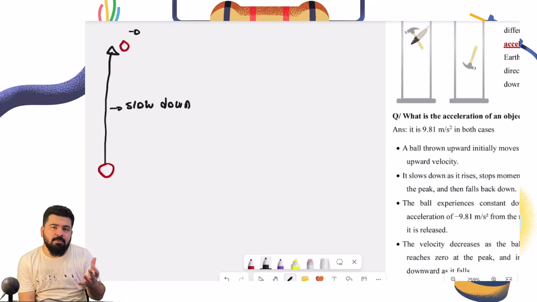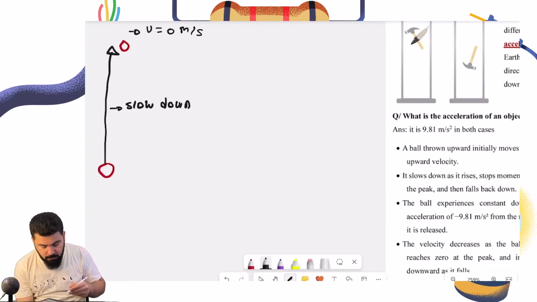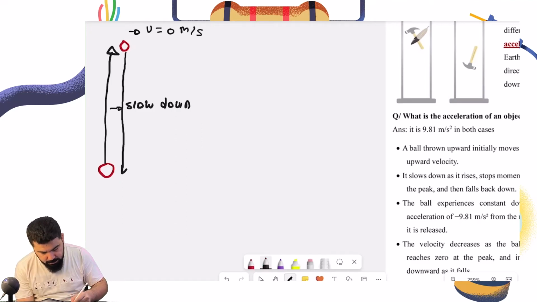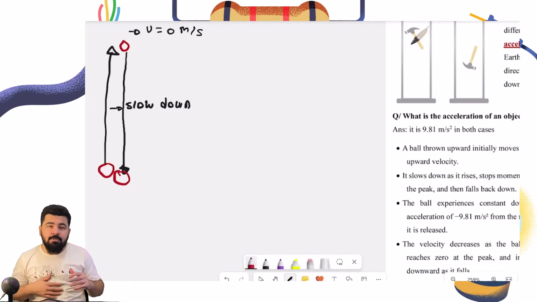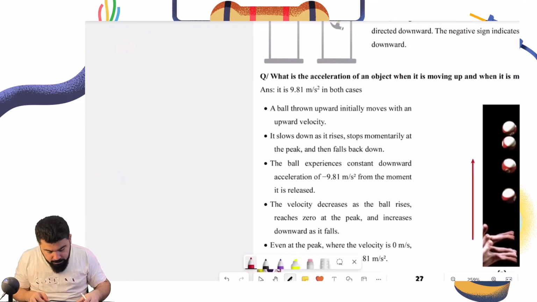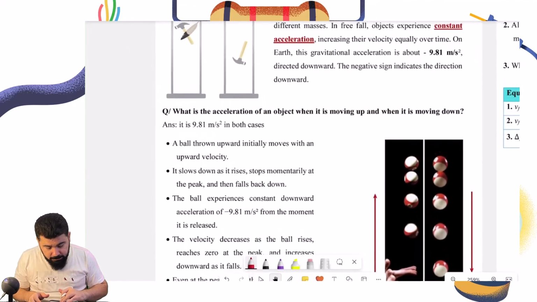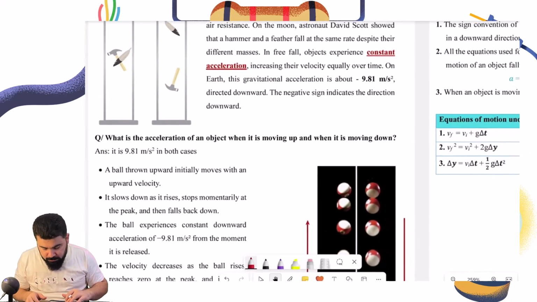If I ask you, for example, what is the velocity of the object at the highest point? It's going to be what? Velocity is going to be 0 meter per second. Careful. Then the object is going to fall back and hit the ground. Now, this is what happens when you throw a ball in the air. This image is basically just what happens when you throw a ball in the air.